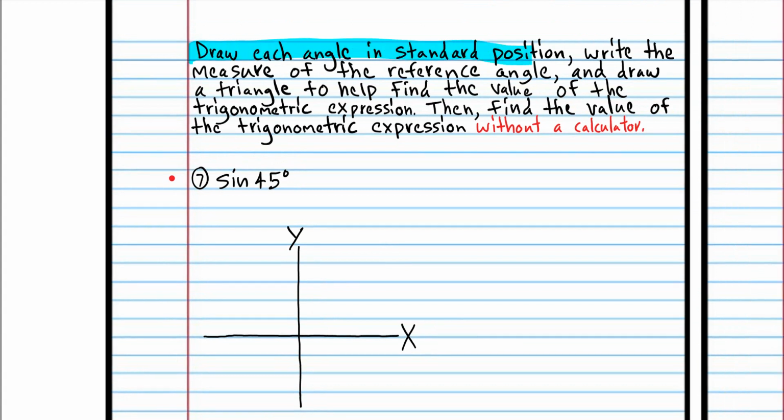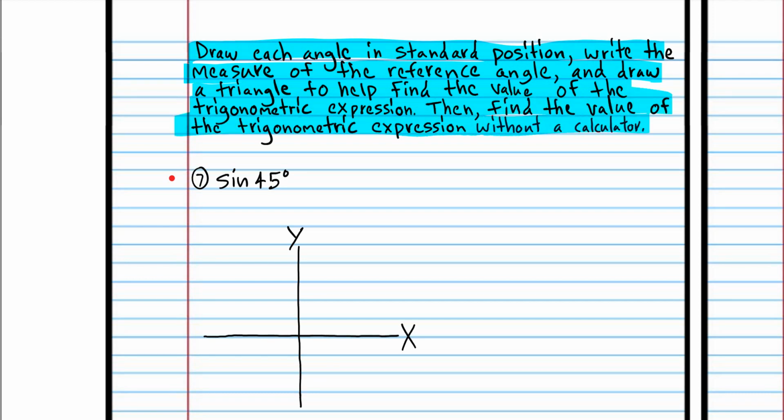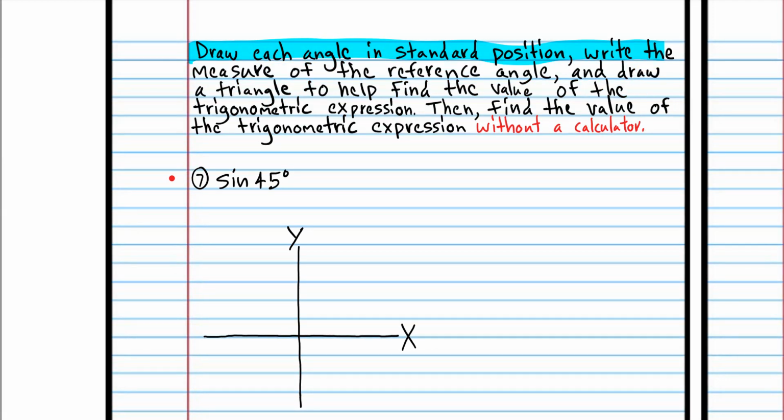It says draw each angle in standard position, write the measure of the reference angle, and draw a triangle to help find the value of the trigonometric expression. Then find the value of the trigonometric expression without a calculator. So we're not using a calculator. So let's draw the angle in standard position. That's the angle, 45 degrees. The standard position means the vertex is at the origin.